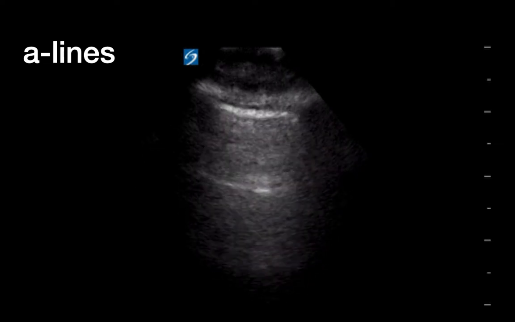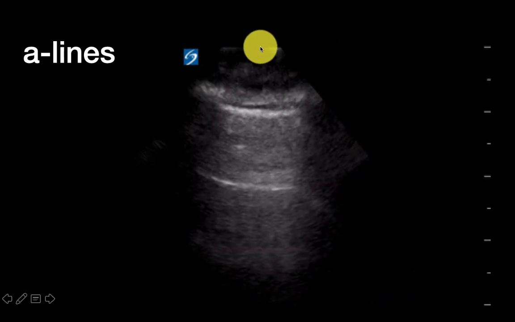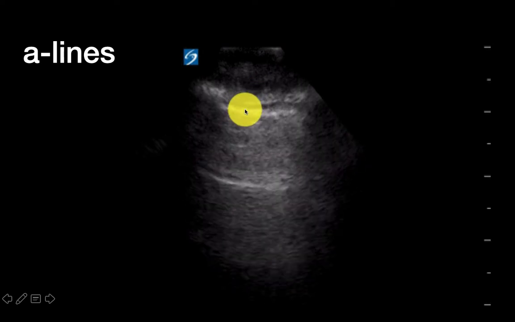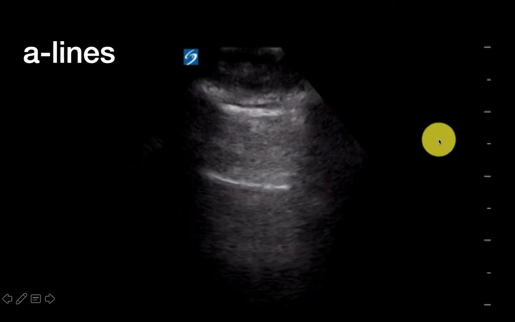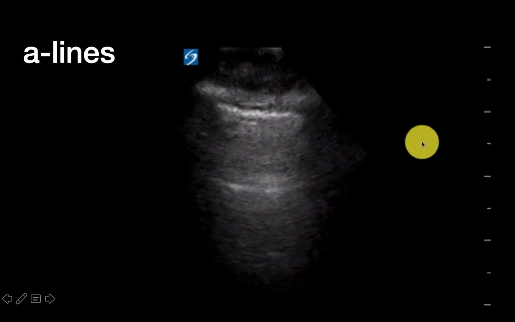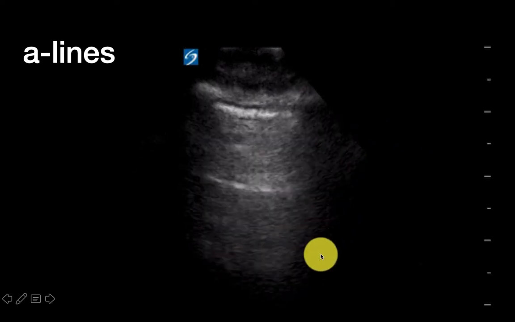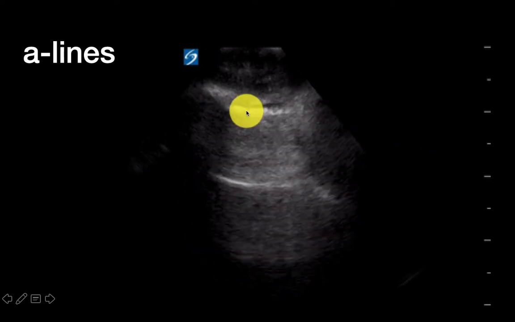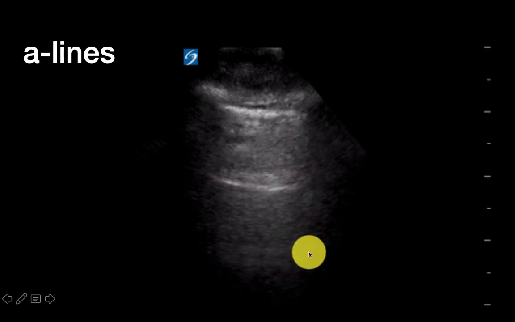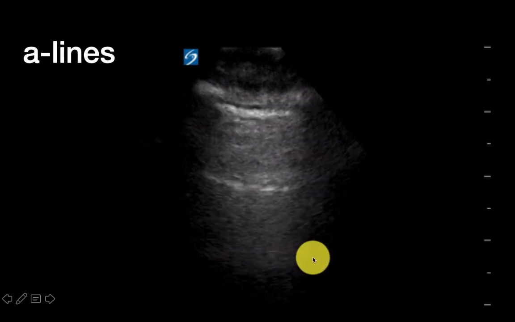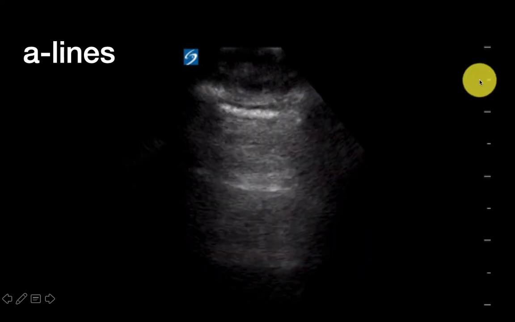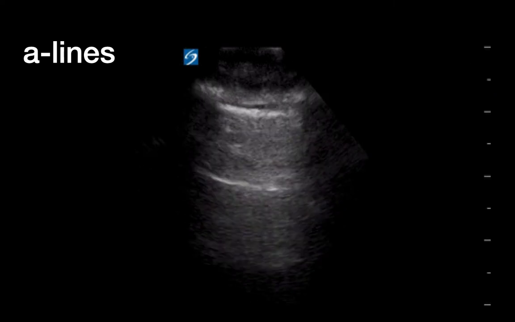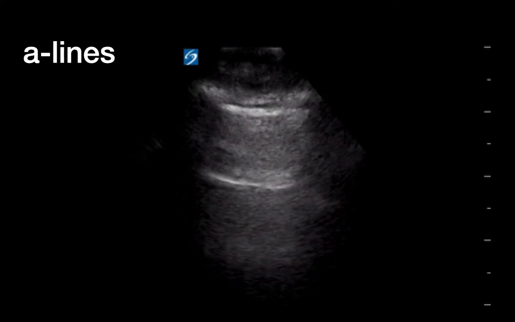This is what a normal lung will look like. What happens is the ultrasound waves will hit the pleural line here and then be scattered by the air in the lung itself. And what the machine is trying to do is guess what comes next, and it copies the pleural line in this fashion, and they are these equidistant lines that go all the way down your screen. Those are A lines, and what you'll see in a normal dry lung.